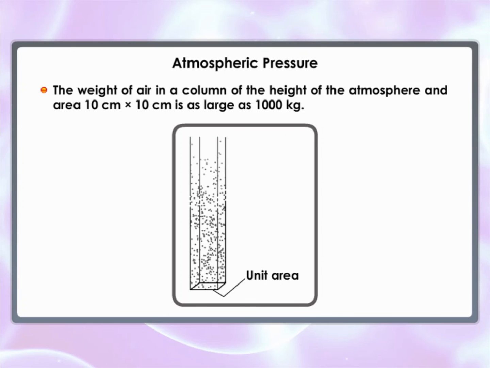The weight of air in a column of the height of the atmosphere, with an area of 10 centimeters by 10 centimeters, is as large as 1,000 kilograms. The reason we are not crushed under this weight is that the pressure inside our bodies is also equal to the atmospheric pressure and cancels the pressure from outside.